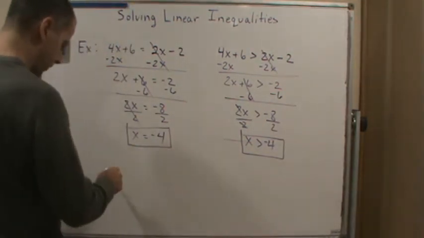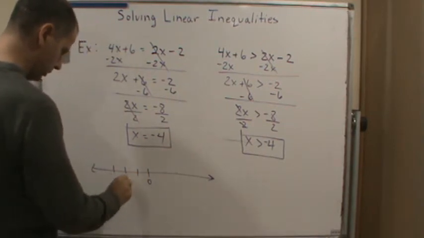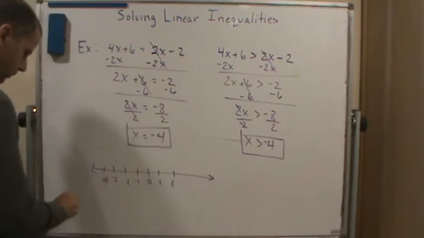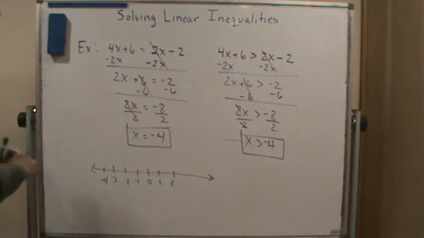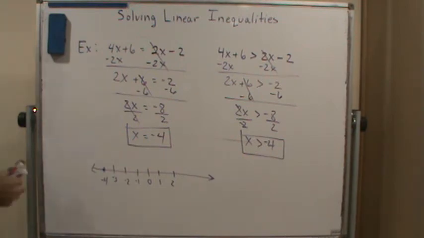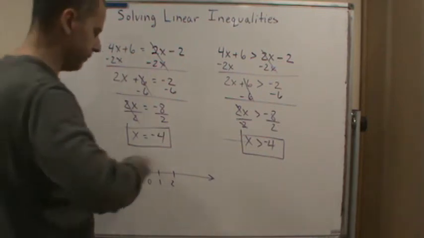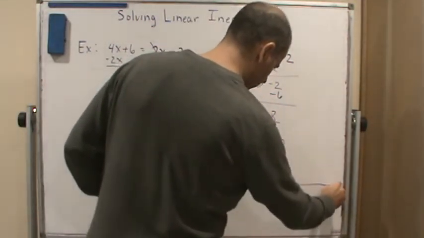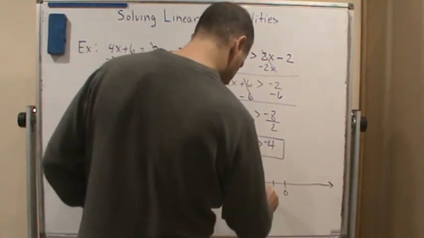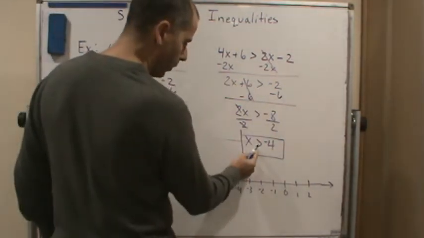Here, if I was to graph this on the number line, I've got 0, and in this case, I've only got one point. That's it. That's my solution, graphed. But if I was to graph the solution over here, x is greater than -4, that's going to look a lot different. In this case, it's greater than -4.